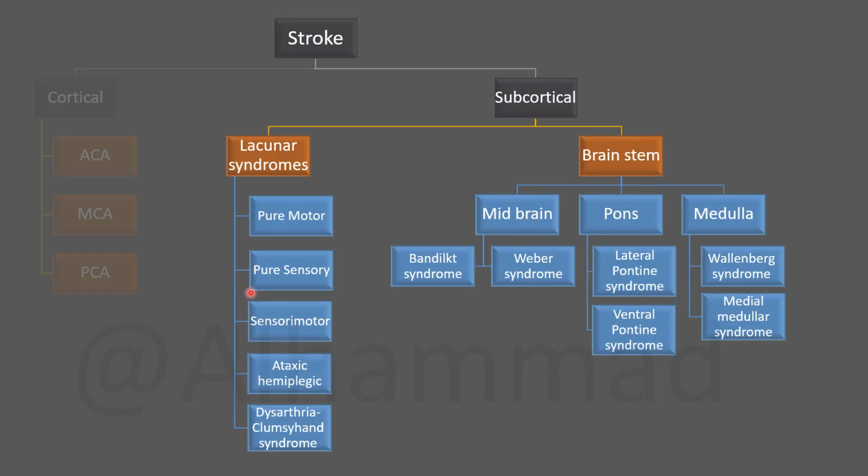We've finished talking about the cortical strokes completely, and subcortical strokes will be discussed later in separate videos.